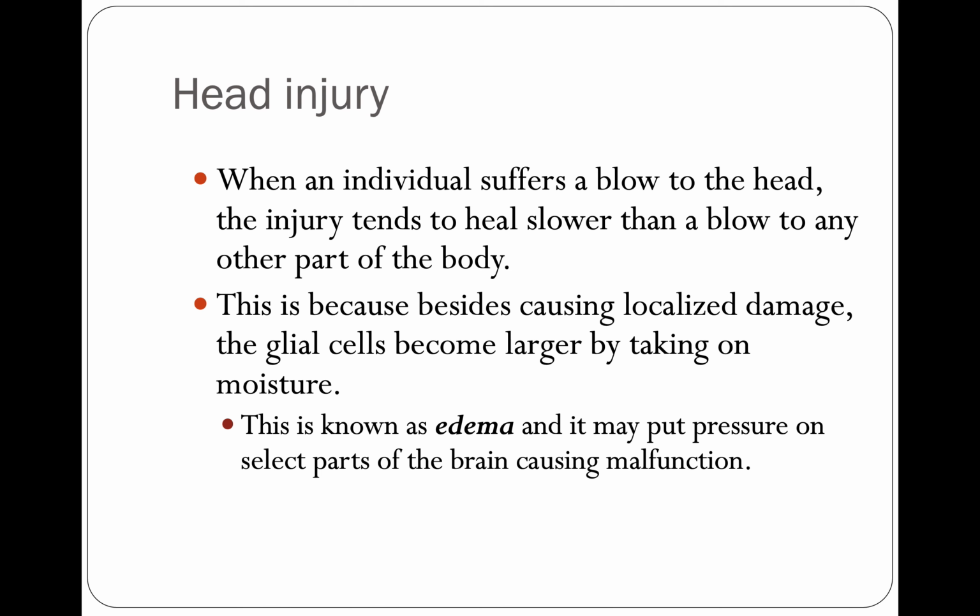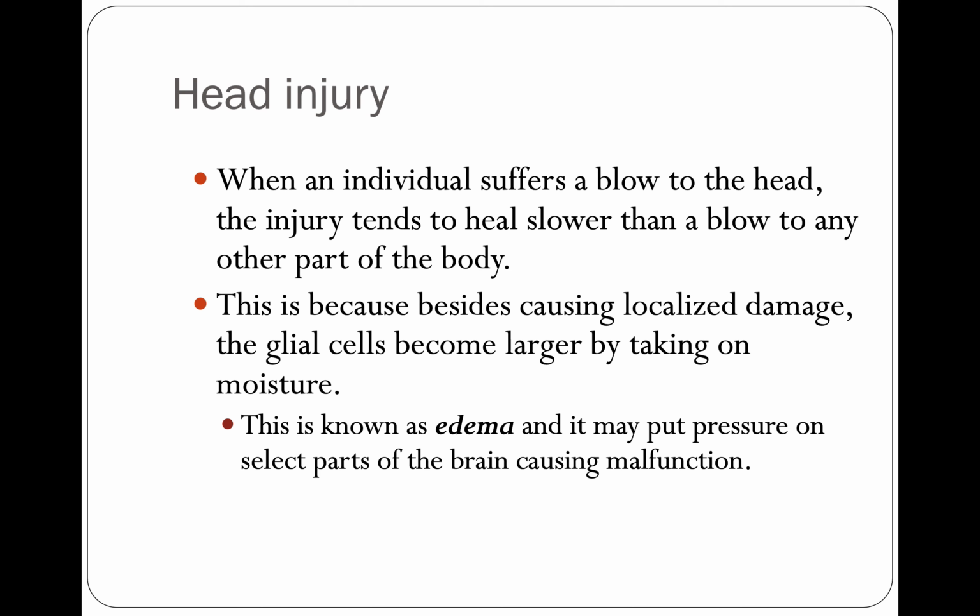When an individual suffers a blow to the head, the injury tends to heal slower than a blow to any other part of the body. This is because, besides causing localized damage, the glial cells become larger by taking on moisture. This is known as edema, and it may put pressure on select parts of the brain, causing malfunction. The reason this is done is to protect these cells. If every time you got your head hit, it destroyed lots and lots of cells, then pretty quickly you would never make it out of adolescence with an intact brain. But what happens is the glial cells will expand and protect those neurons, and so fewer of them are killed.